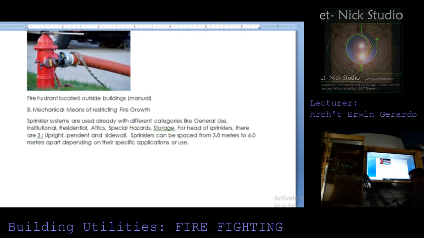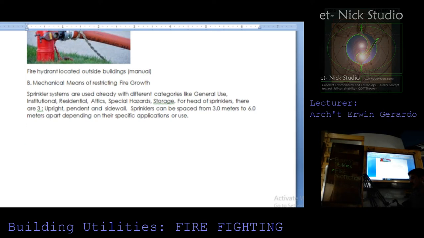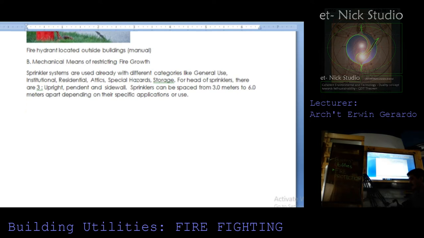Sprinkler systems are used with different categories like general use, institutional, residential, attics, special hazards, storage, or head of sprinklers. There are three major types: the upright, pendent, and the sidewall. Sprinklers can be spaced from 3 meters to 6 meters apart depending on their specific applications or use, if it is low, medium, or high hazard.